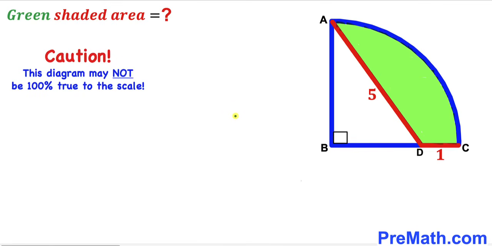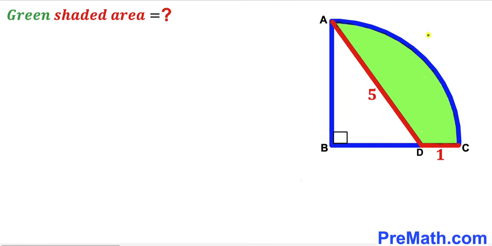Please keep in mind that this figure may not be 100% true to scale. Let's get started and focus on this quarter circle. Let's assume this radius AB is lowercase r. Then this other radius BC is lowercase r as well. Now let's make an observation. This tiny segment CD is 1 unit, so this segment BD has length r minus 1. Our task is to find the value of this radius r.